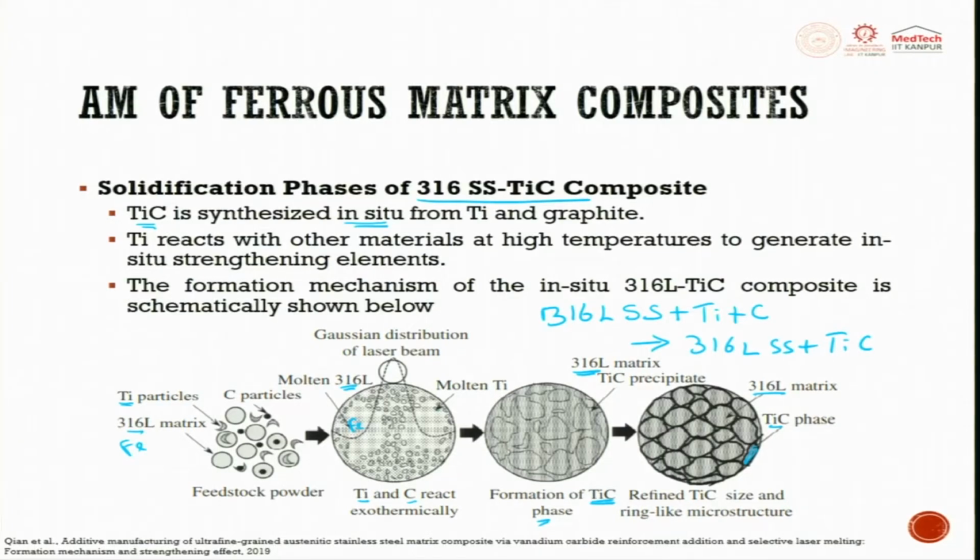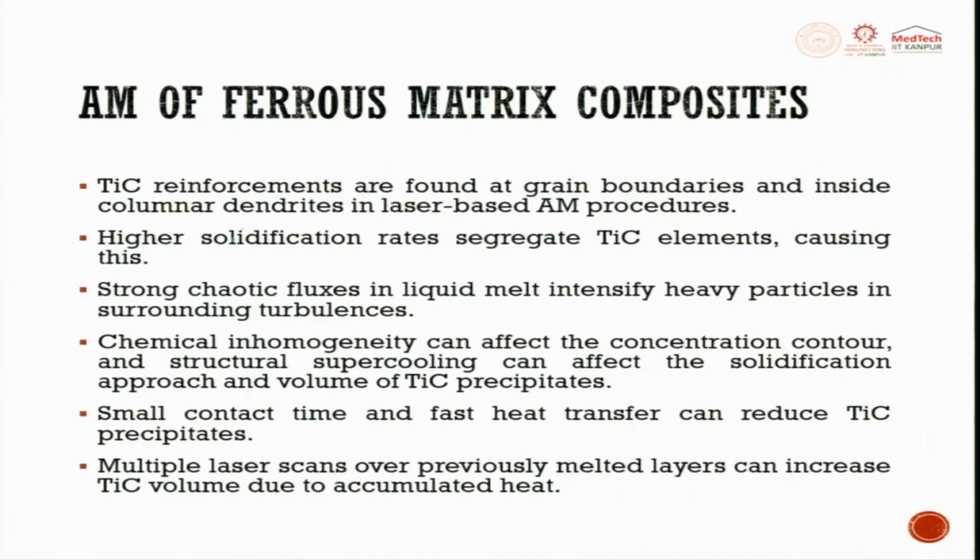In the powder metallurgy route, many a time what people do is they take 316 SS plus TiC directly. So, it can be like this or it can be like this. Here we can use the selective laser sintering process or selective laser melting. So, you see that grain refinement is happening. Refined TiC size and ring-like microstructure give you performance such that they can have very high properties, whatever you want. The TiC reinforcements are found at grain boundaries, refining along the precipitate, right.